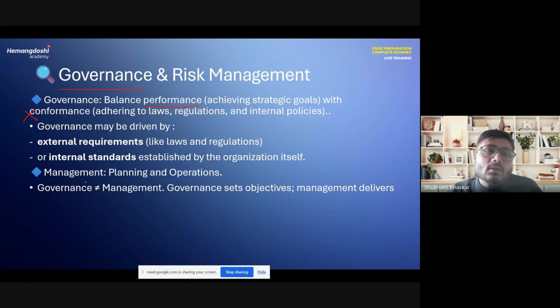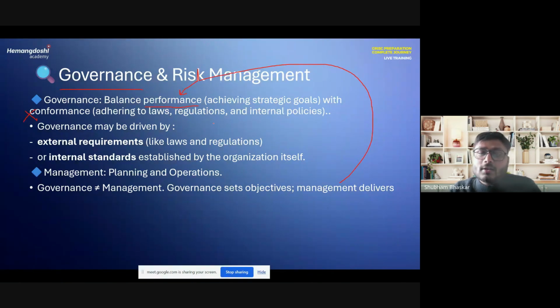Now, many people are getting confused between governance and management. Believe me, they are not the same thing. Management does planning and operation. Governance is not equal to management, and governance sets objectives. The objectives that were set by governance are what management delivers. So if you think of governance as rules and regulation, it's the job of management to deliver on them. So what will management do? Simple. Their job is to balance performance and conformance, basically overseeing that it's being done.